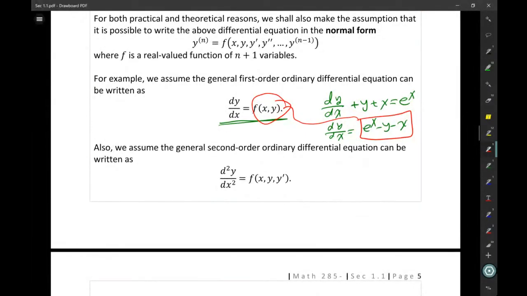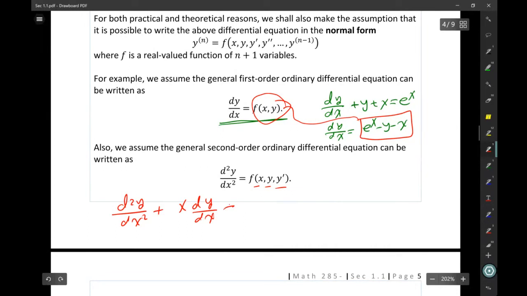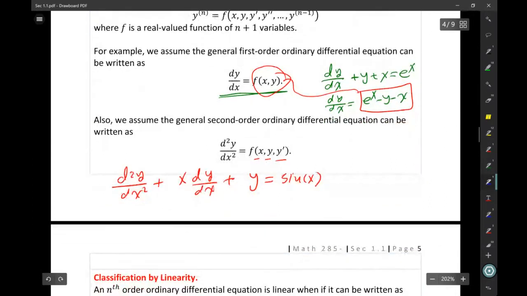Second order, it will be the relation between x, y, and y prime. Like what? d squared y over dx squared plus x dy by dx plus y is equal sine x, for example. If you take those to the other side and leave d squared y, it becomes d squared y over dx squared is equal sine x minus x dy over dx minus y.